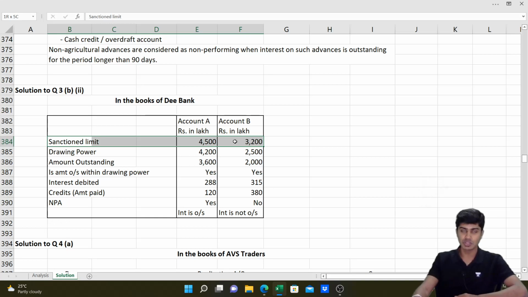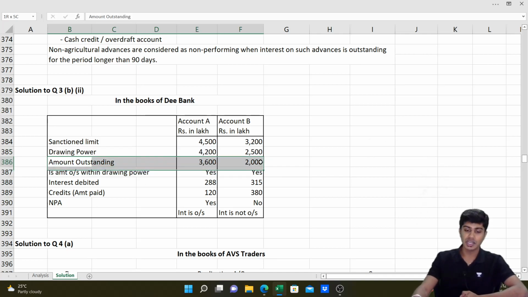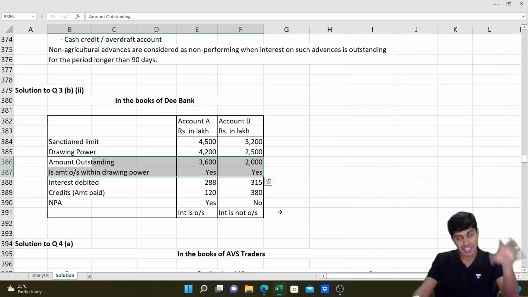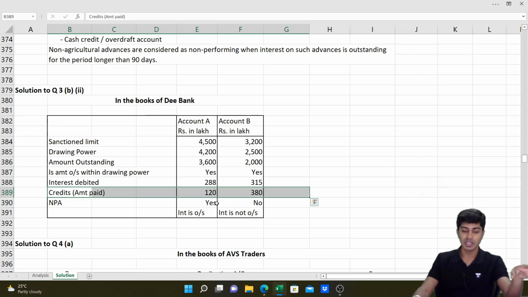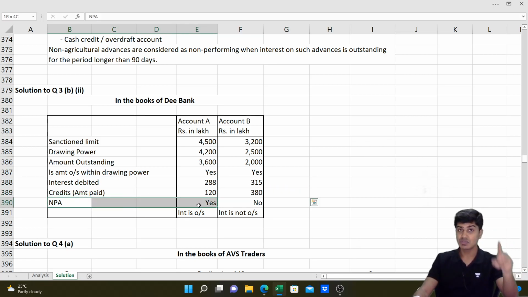Sanction limit is 4,500 and 3,200. Drawing power is 4,500 and 4,200. Amount outstanding is 3,600 and 2,000. So is the amount outstanding within drawing power? Yes, in both the cases. Interest debited is 288 and 315. Credit, that is amount paid, is 120 and 380. Is it an NPA? Yes, for account A, because interest all by itself is not paid.